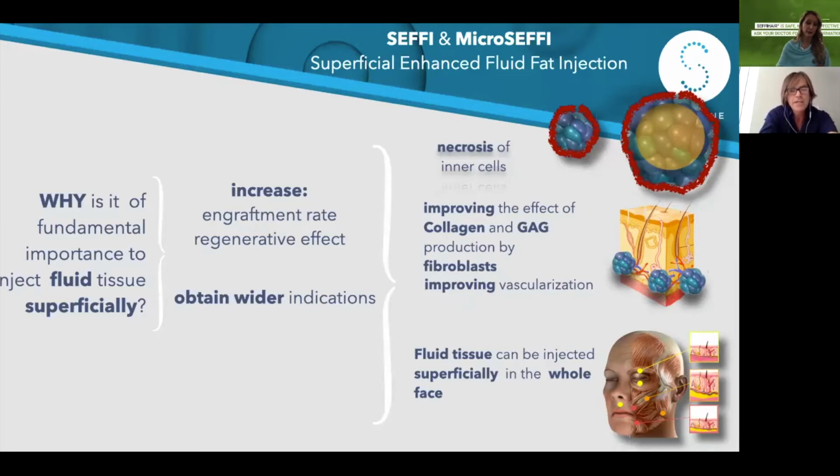And last but not least, if you have a very fluid tissue, you can inject all the areas of the face, because as you know, different areas of the face have different thickness in the skin and in the subcutaneous tissue. For example, in the periocular area, we have a super thin skin and no subcutaneous tissue. And so if you want to inject this tissue superficially and without any risk of lumpiness and irregularities, you need a superfluid tissue.